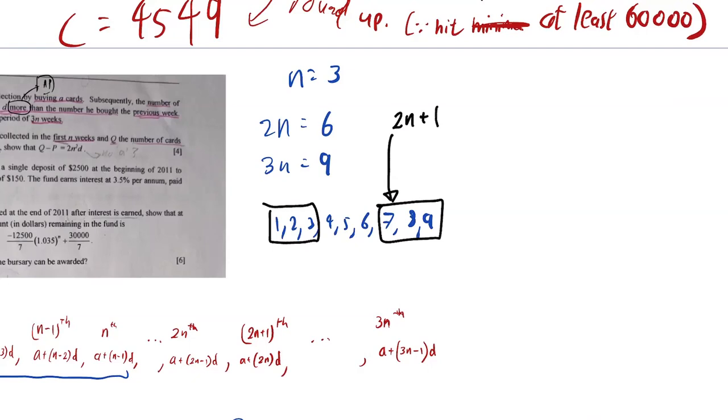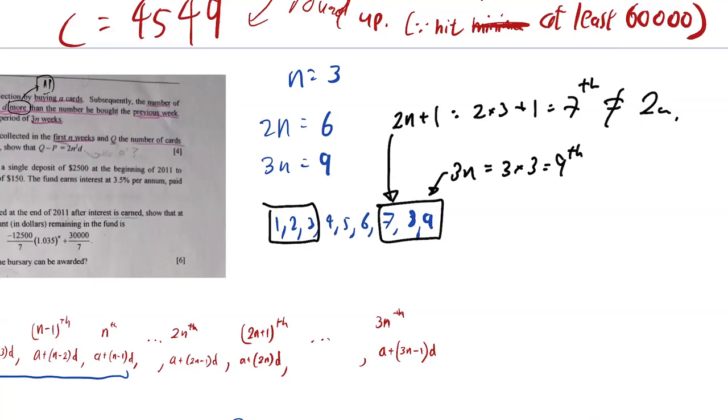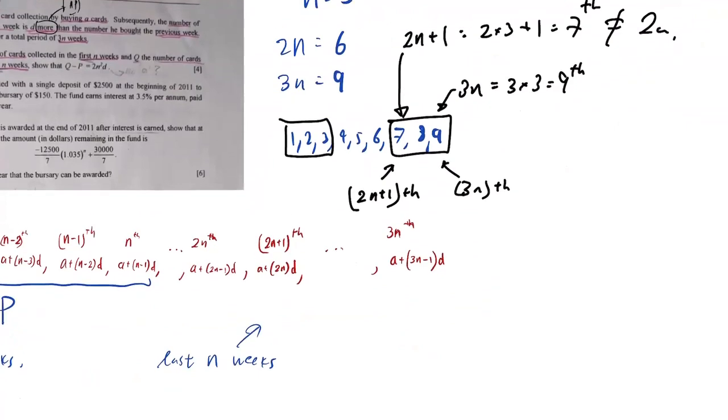Isn't it 2N plus 1? 2 times 3 plus 1? Correct, right? So it's not 2N. Then this guy is 3N. Make sense? Okay, so the last N is actually starting from the 2N plus 1 term all the way to the 3N term. Is it clear? Very good. So now we go back to the expression here.